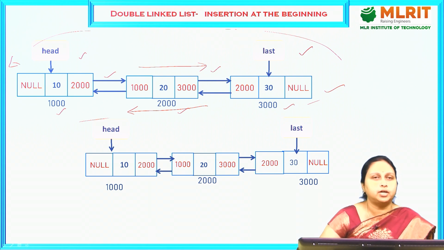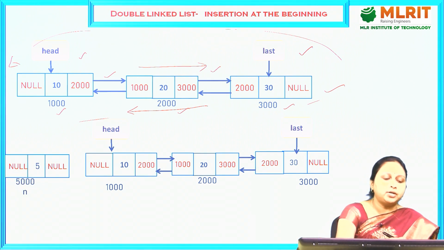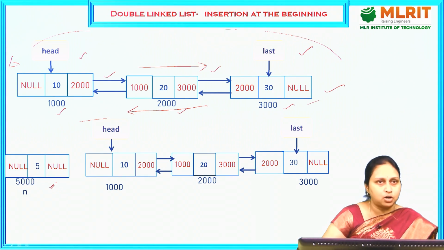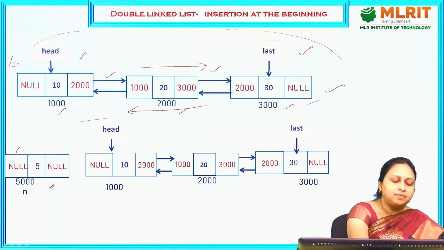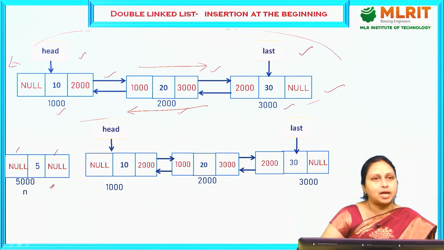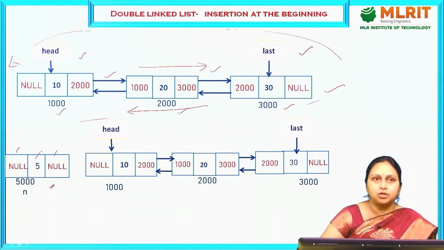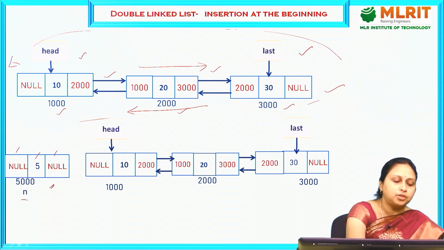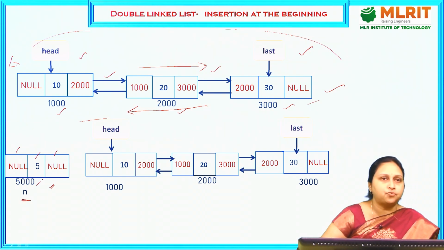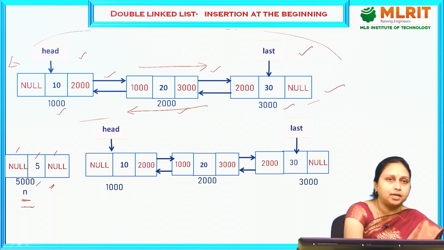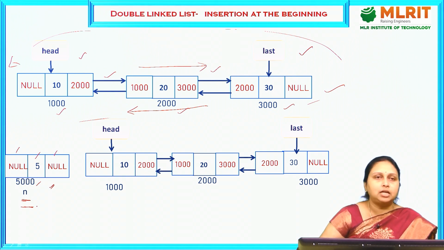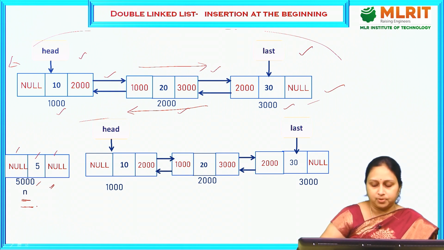In that case, how are we going to write the operations? The first step is to allocate the memory using the malloc function, initialize the previous and next address parts to null, and read the data value. Here I have read the data value as 5, the name of the node is n, and assume the address is 5000. This is how the node is created. Now we need to make the link between the new node which we have created and the already existing head node. Let us see how we are going to make the connection.